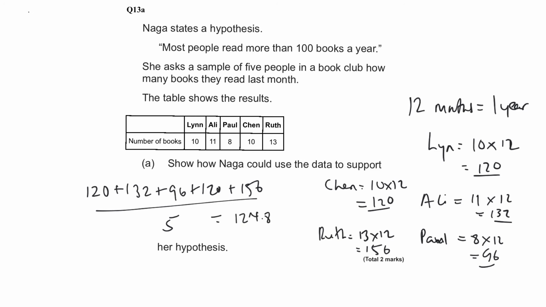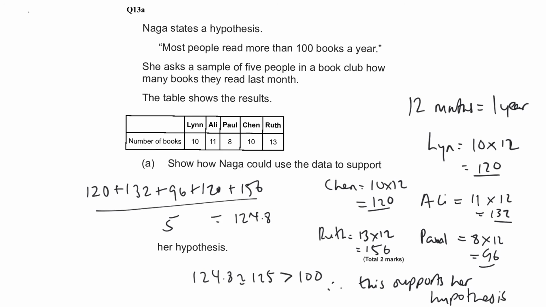So we know that the mean of the number of books a year out of the 5 people chosen is 124.8, which is roughly 125, is greater than 100. So therefore, this supports a hypothesis.